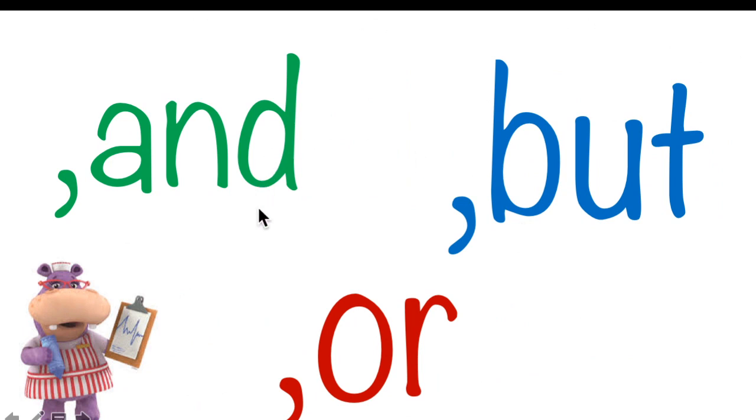So what is the most important rule you need to remember? When you join the simple sentences to make the compound sentence, you need to put a comma in front of these words: in front of and, in front of but, in front of or. Don't forget, one more time, when you are joining two simple sentences to make a compound sentence, you have to put the comma in front of the word and, but, or.